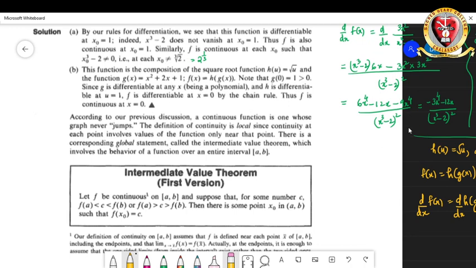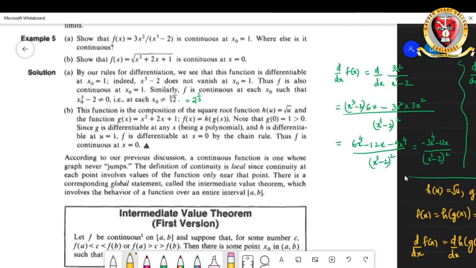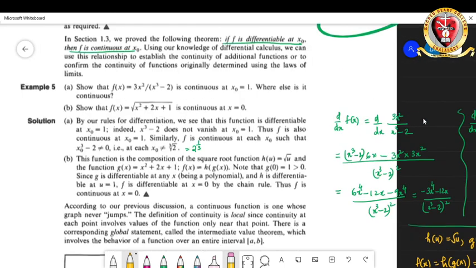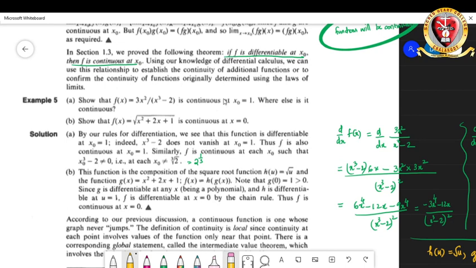So that's how we proved or solved example 5, that is by using the fact that every differentiable function is continuous. And also in the second part we have used the chain rule for differentiation, and thus we understood that the function is continuous at x naught is equal to 0.